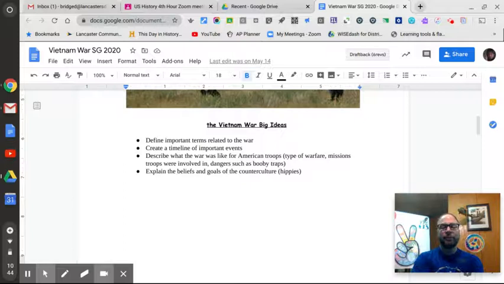But that's going to be on there as well. So you'll have to explain what it was like for the troops, what kind of missions they went on, the search and destroy missions. They'd send them out by helicopter. They'd have to try and locate the Viet Cong. Some of them were tunnel rats, meaning they had to explore the tunnels that the Viet Cong hid in. And we have to talk about dangers like the booby traps and what kind of terrible things they faced.